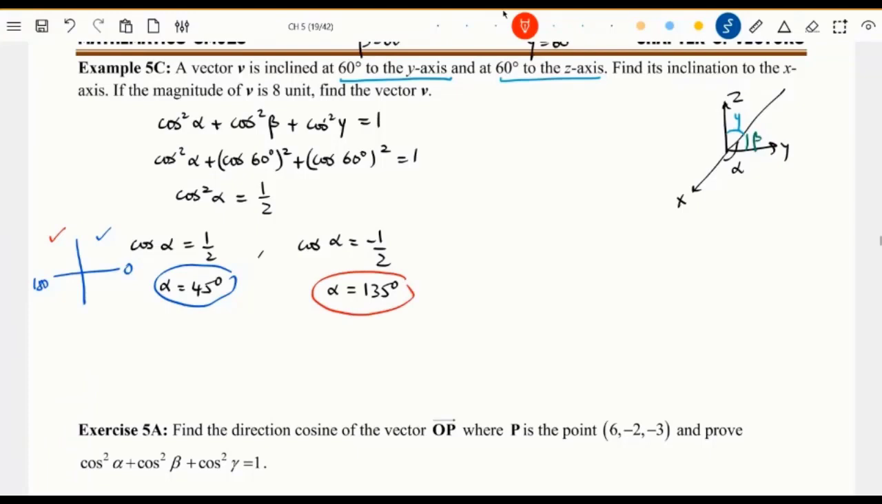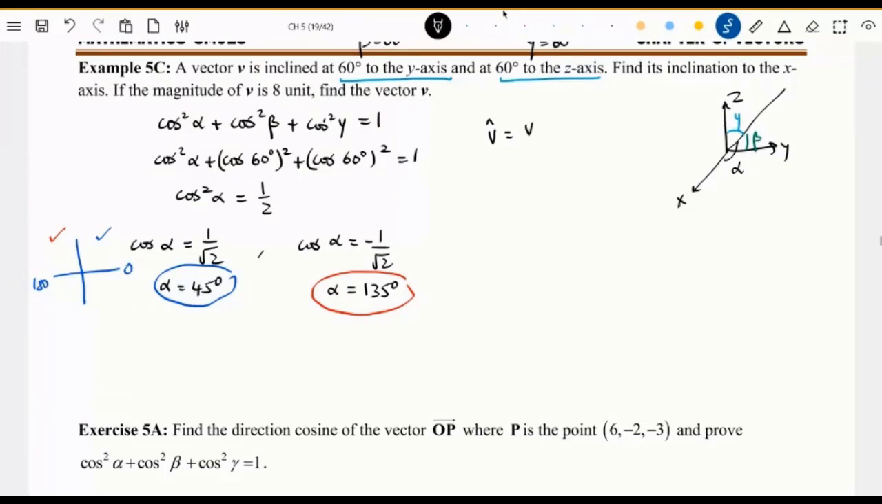Okay. Alright. So dia dah bagi dah magnitude V is 8 unit. Find the vector V. Okay. So V hat sama dengan... cos alpha equal 1 over square root 2. Yep. Thank you. So 1 over square root 2, negative 1 over square root 2 sebab kita hilangkan square kan. So dia adalah square root 2 lah. Okay. Kita tinggal pada situ tadi.